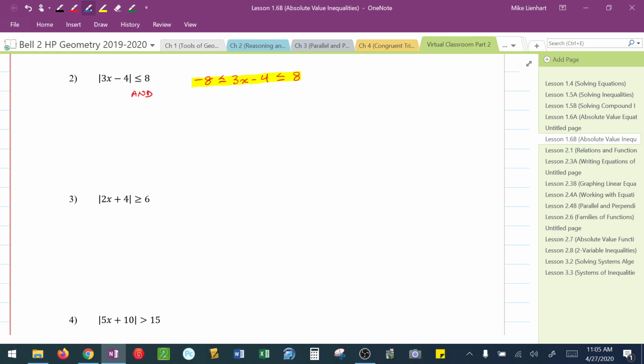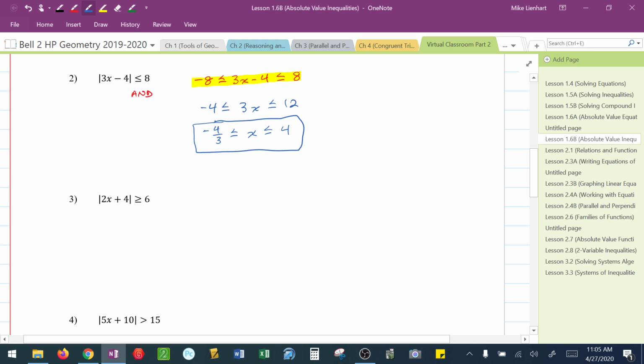Now I solve inside out, so I'm going to add 4, -4 less than or equal to 3x less than or equal to 12. Divide everything by 3, -4/3 less than or equal to x less than or equal to 4. X is by itself in the middle. Therefore, this inequality is solved.